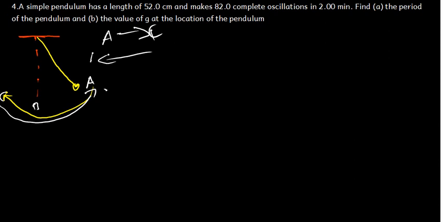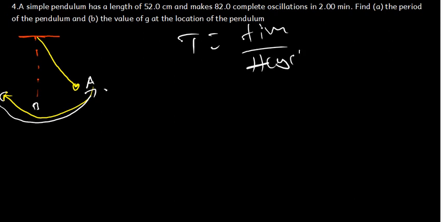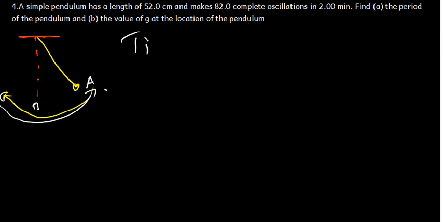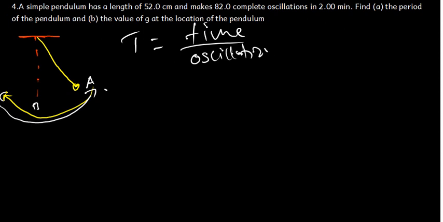So now the question is asking us to find the what? The period. Okay, so we know that the period is given by the time over the number of cycles, or the number of oscillations, which is the same. So we can say the period T is given by the time divided by the number of oscillations. We have the oscillations, which is 82. Then we have 2 minutes. We have to convert this into seconds. So we just do 2 times 60, which is going to be 120 seconds.